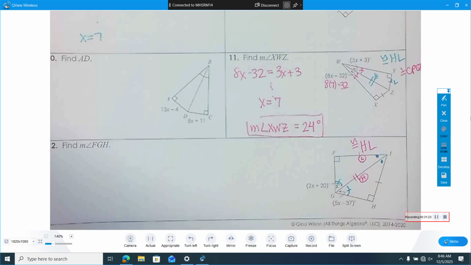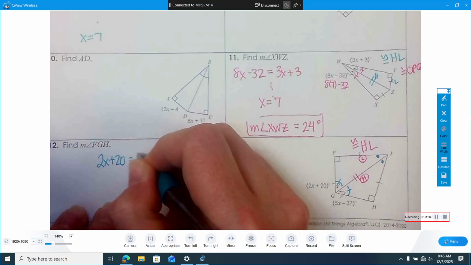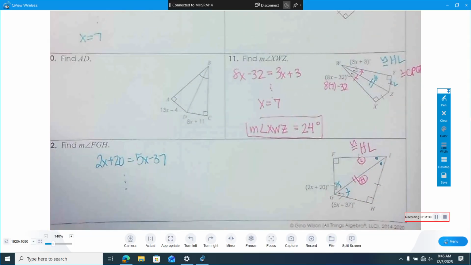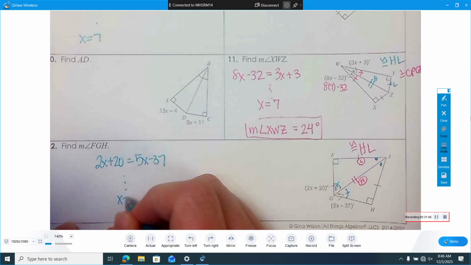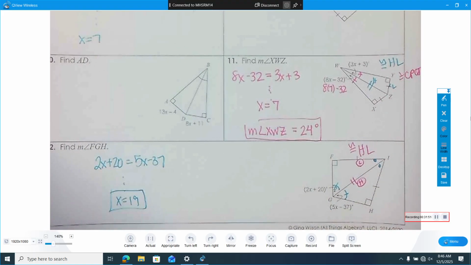Okay. And so what equation can we write? 2x plus 20 equals 5x minus 37. And we can solve from there. But I don't want to do it anymore. 3x equals 57, so 57 divided by 3 is 19. It's true, x equals 19 is correct. Which, of course, is not the answer to the question. But that's okay.